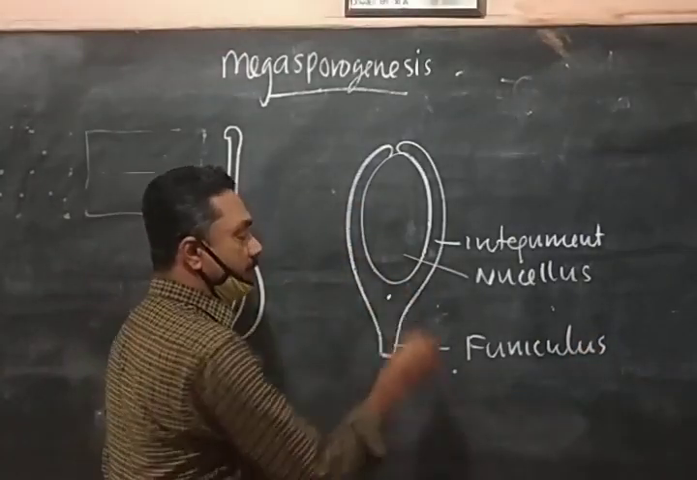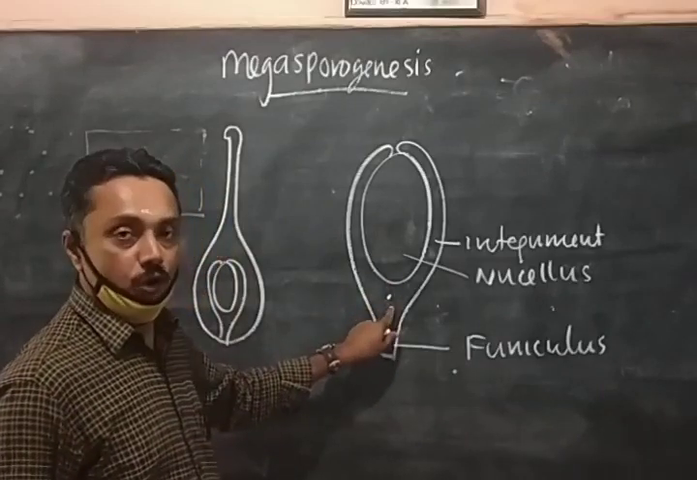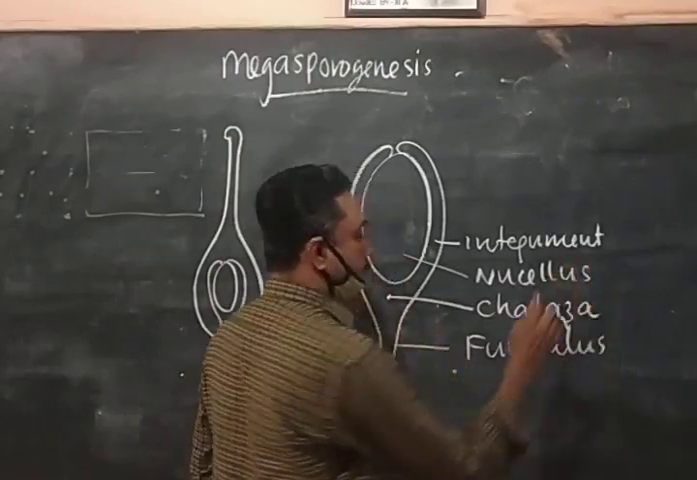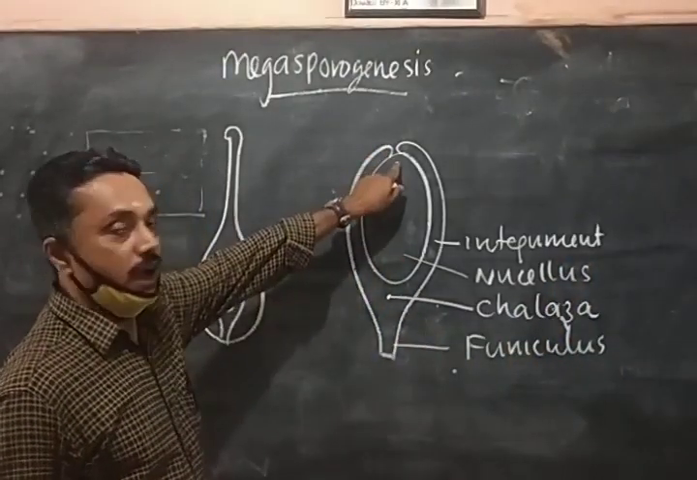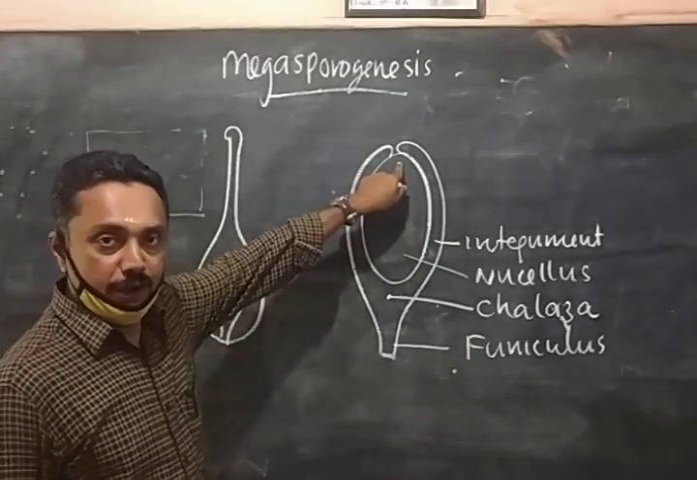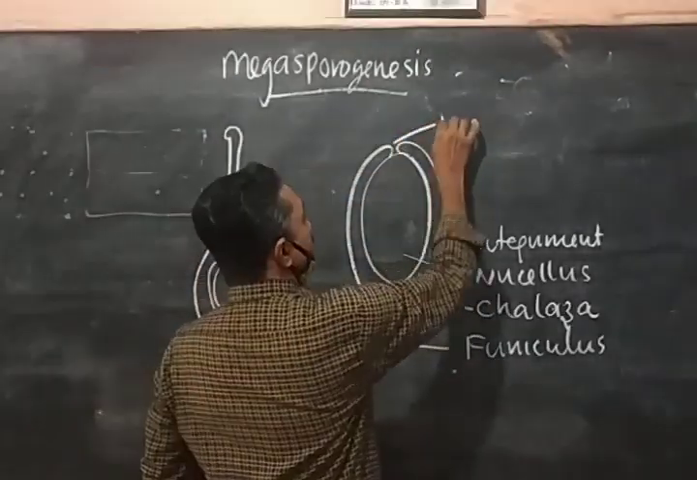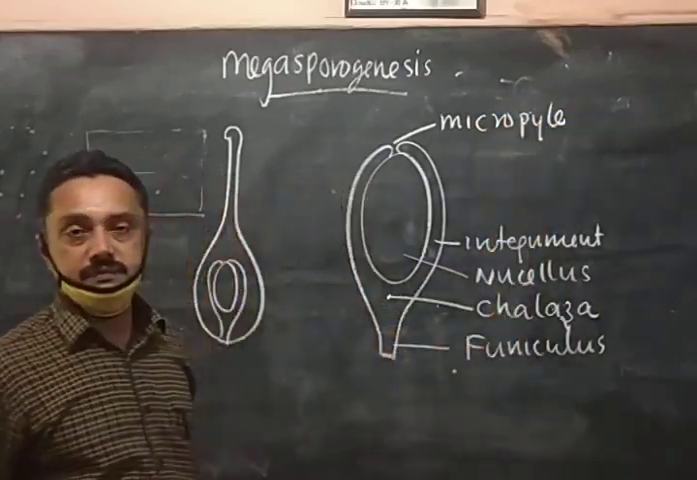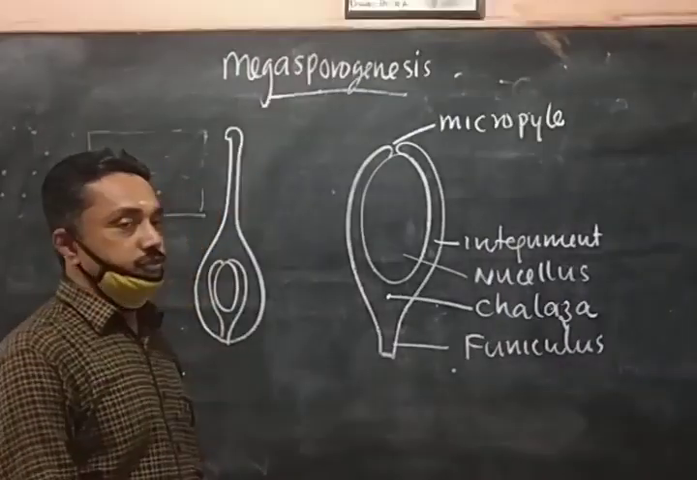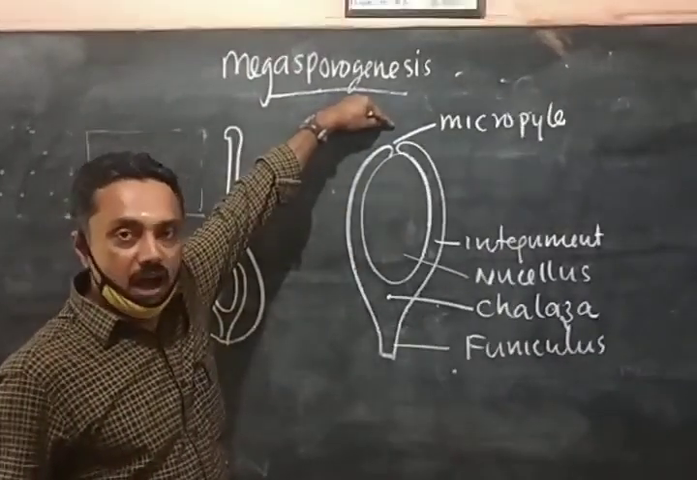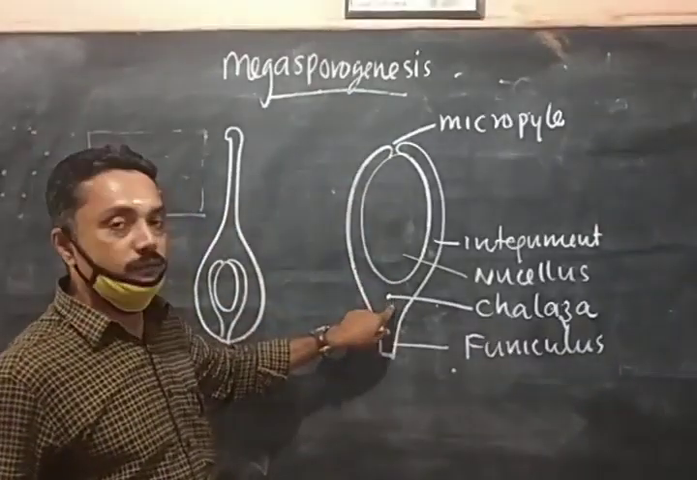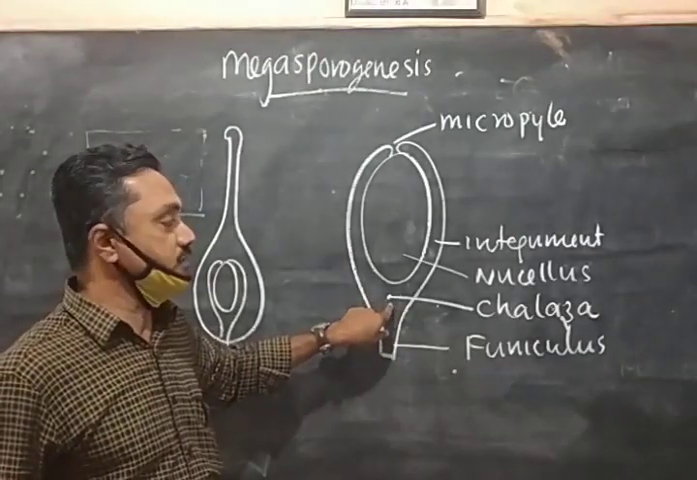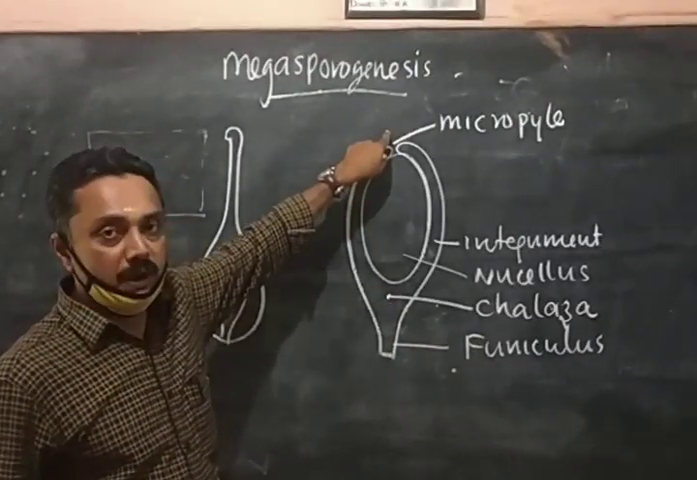The point where the funiculus joins with the ovule is called chalaza. The other end of the ovule has a small opening, and that small opening is called micropyle, and this end of the ovule is called the micropylar end. The opposite end of the ovule is called the chalazal end, where the chalaza is present. So this end is the chalazal end, and this end is the micropylar end.